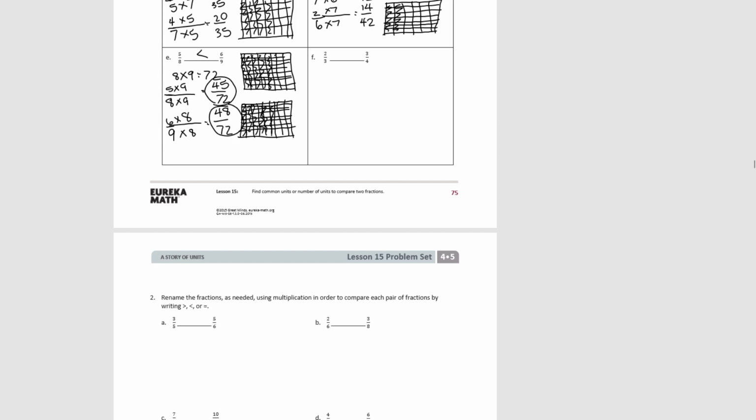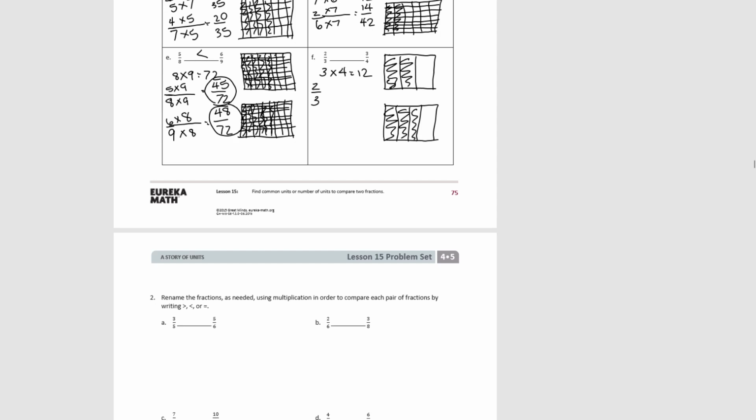Pause the video and try F. Here we start out with thirds, and 2 of them are selected as shown by the numerator. Second fraction is 3/4, and 3 are selected. Our new denominator is going to be 12, so our units are twelfths.